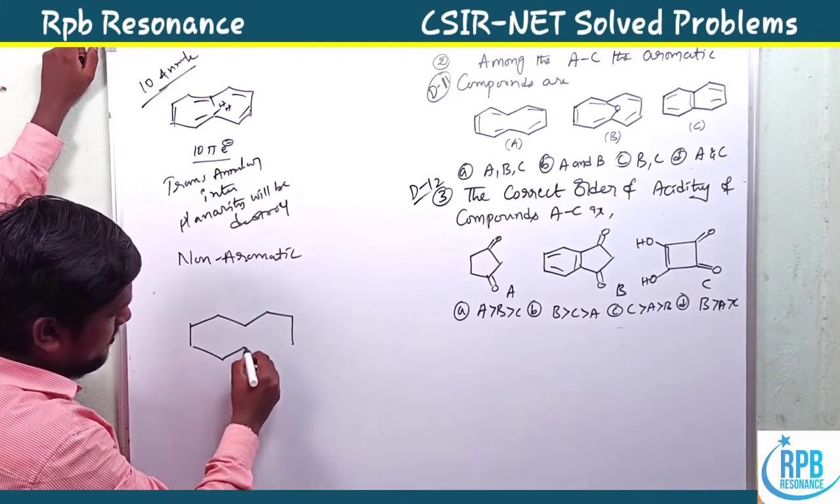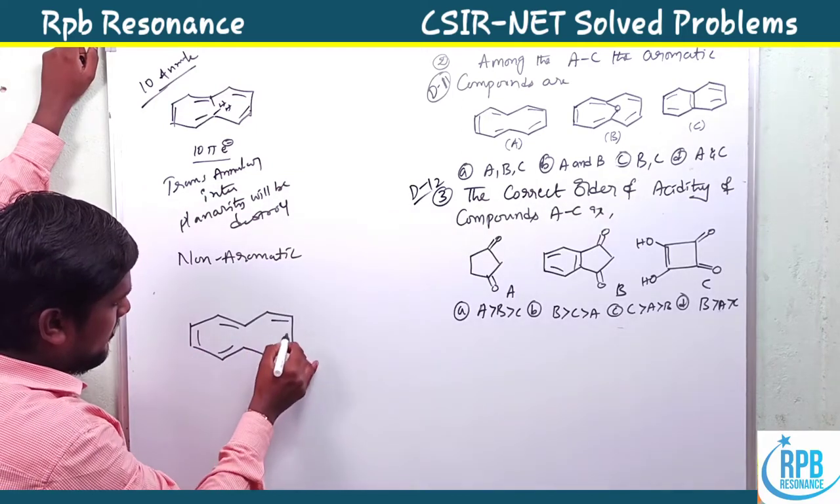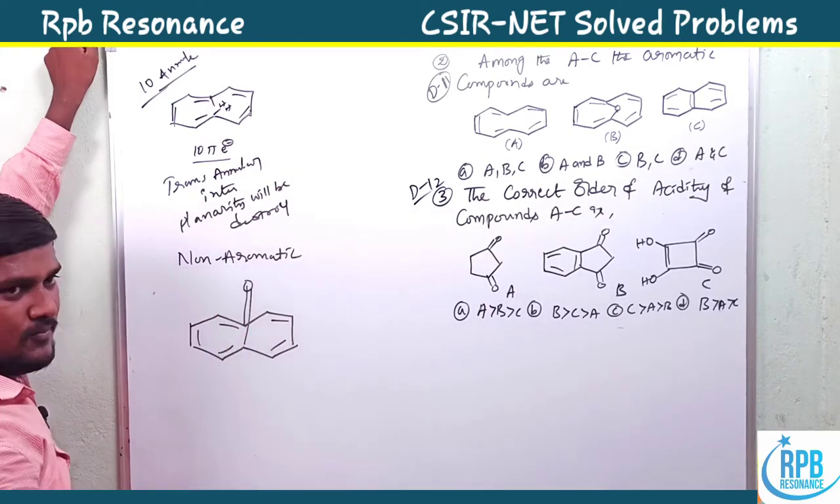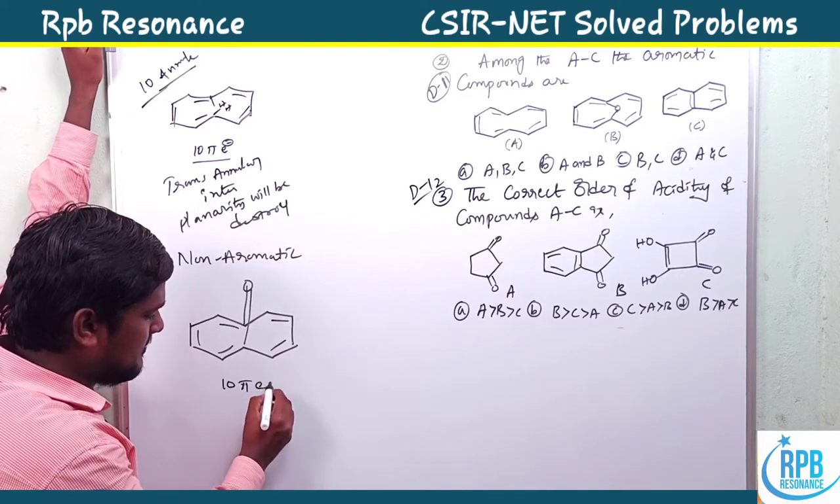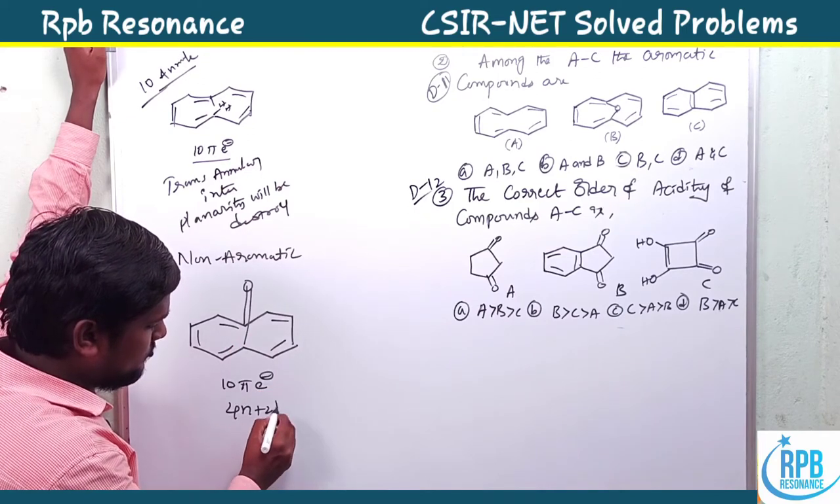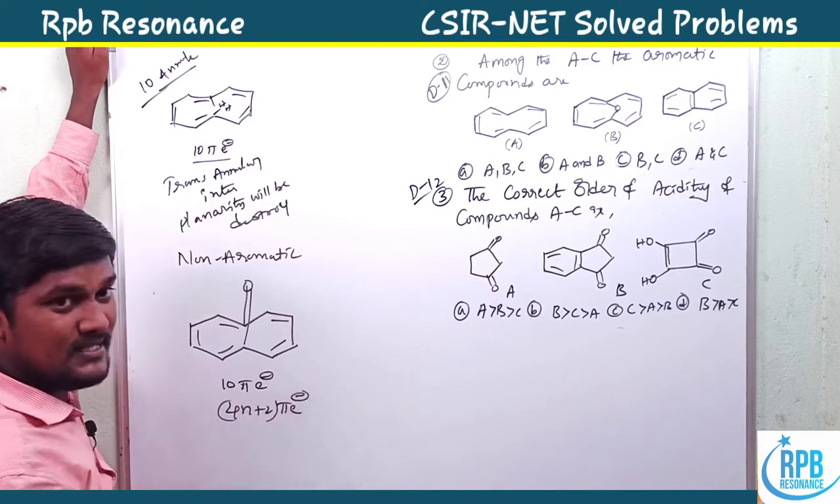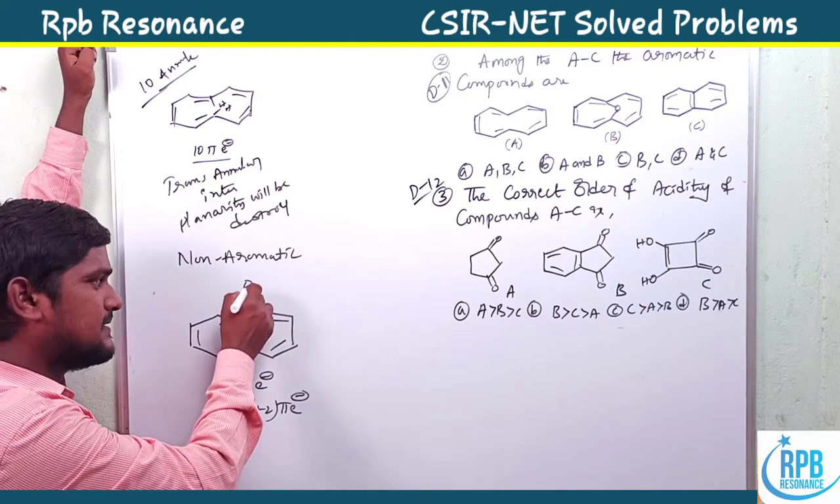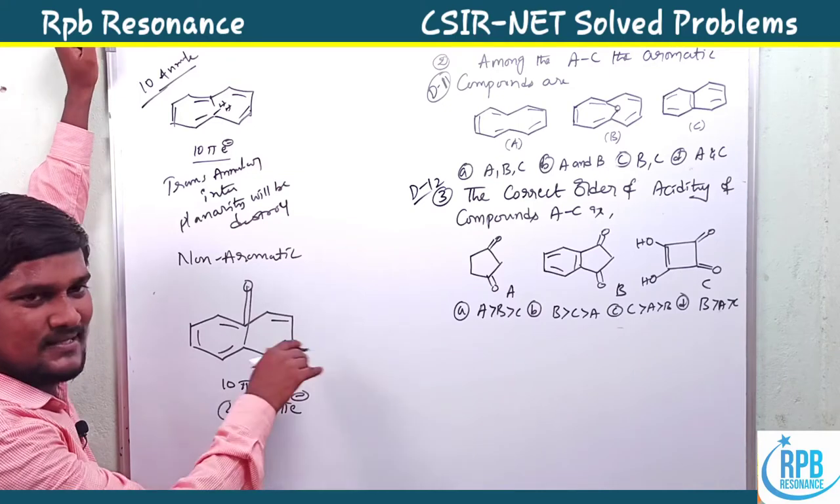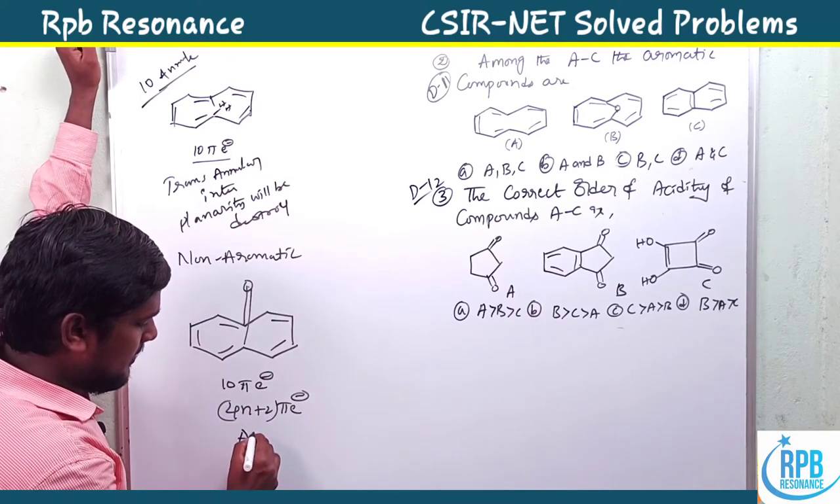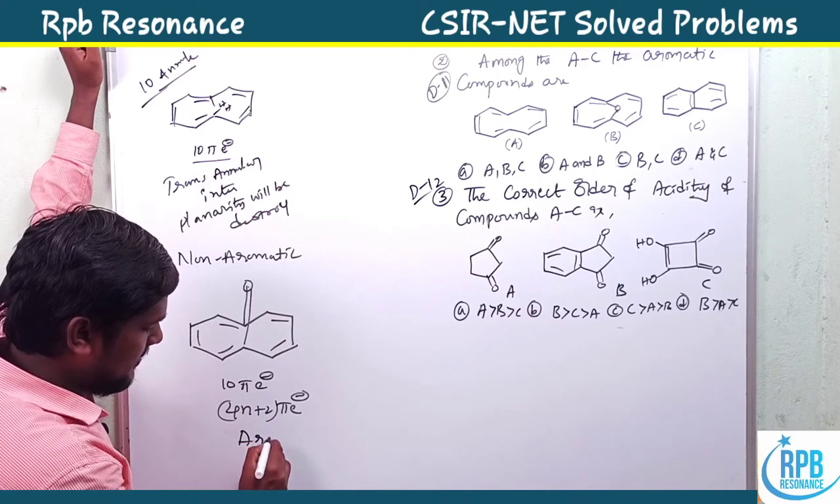So this is the structure. Now the double bond is far away from the conjugated system. Here there are 5 pi bonds, that means 10 pi electrons. The 10 pi electrons obey the 4n plus 2 pi electronic system. The oxygen atom is far away from the delocalized conjugated system, so all are sp2. That's why it is aromatic in nature.